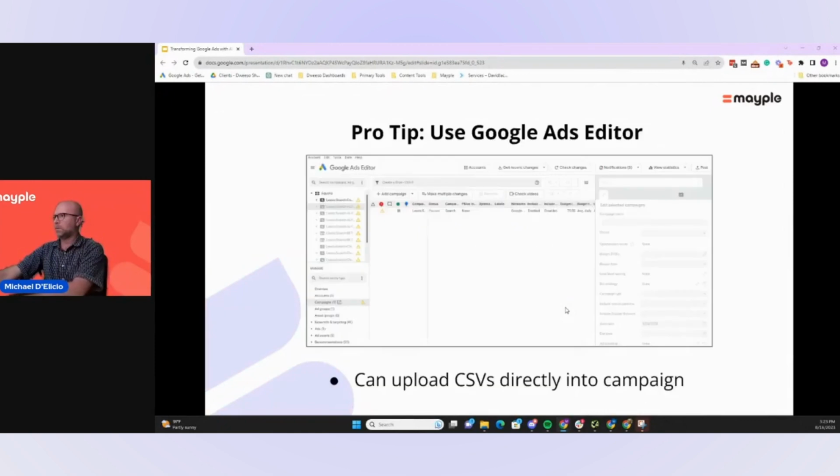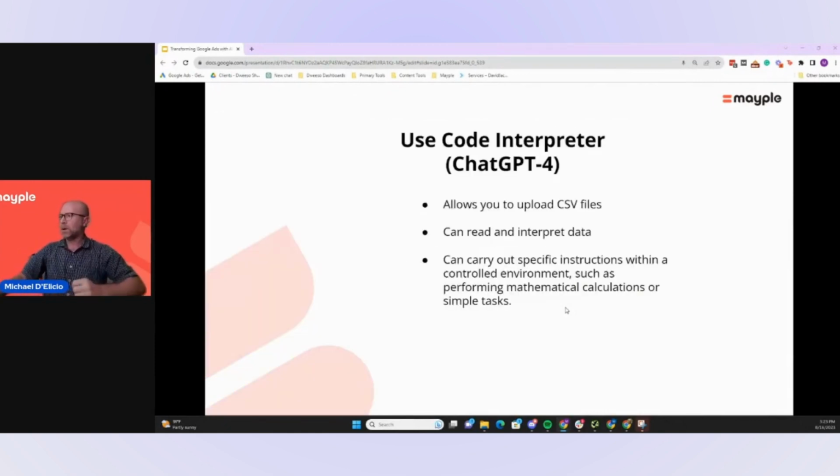Apologies. Okay. Talking about ad creation next. I mentioned Code Interpreter before. This is, again, part of the paid version, which I believe it's $20 a month for ChatGPT 4. It allows for the uploading of documents. It uses Python and some other tools to both analyze data and create data visualization, which I'll get into in a second. And it allows you to carry out specific instructions within a controlled environment, such as mathematical calculations or simple tasks.